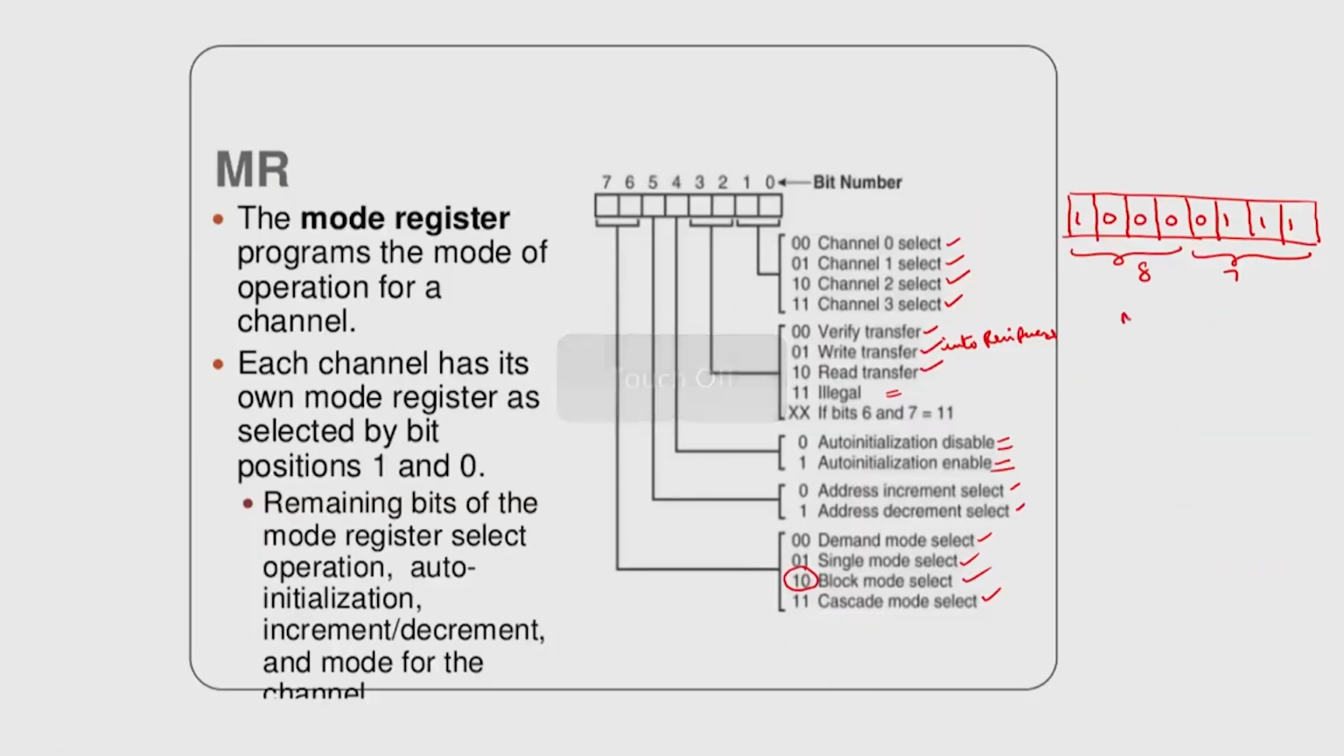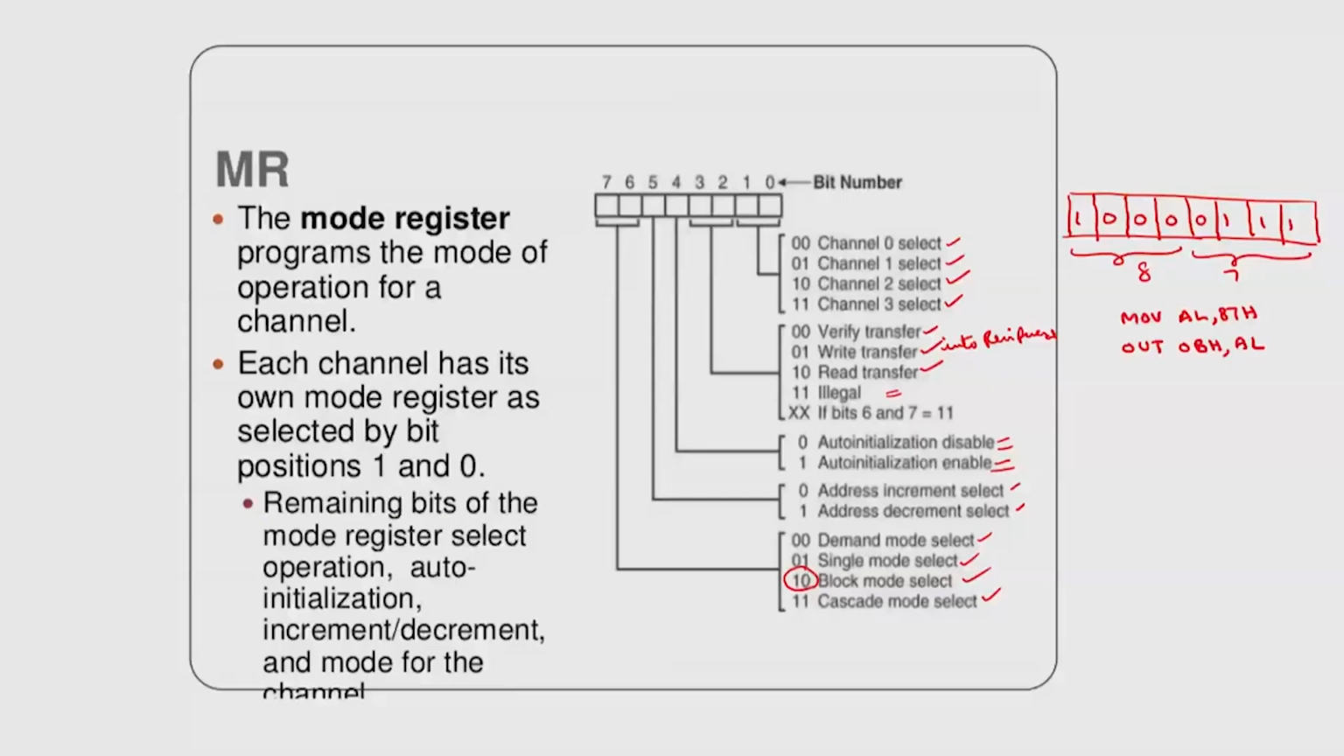So, move AL comma 87H, out 0BH, which is the address of the mode register, comma AL. This is for the initialization.